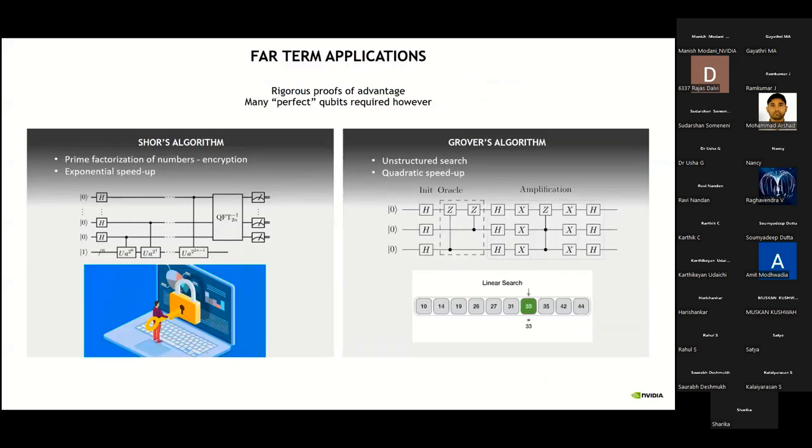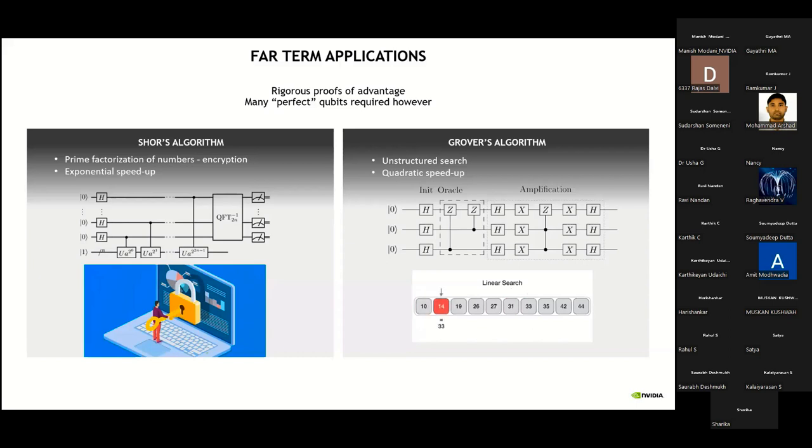For far long-term problems, we expect these two algorithms will play the key role, the Shor algorithm and Grover's algorithm. Shor algorithm is to find the prime factorizations of numbers, encryption. And this is becoming a threat because if we easily find the factorization, one can easily open that encryption. And that's where research is going on significantly. Recently, even the White House asked for a particular study and sponsored a study project on this.